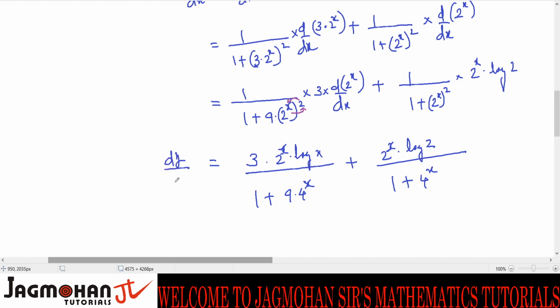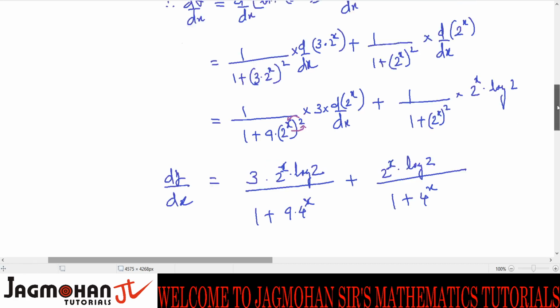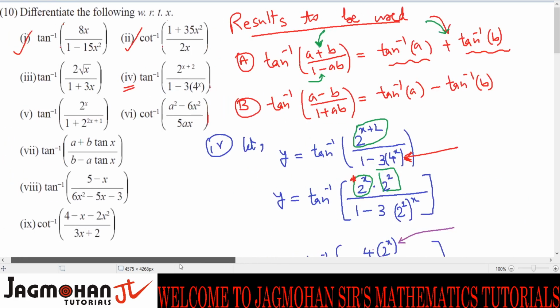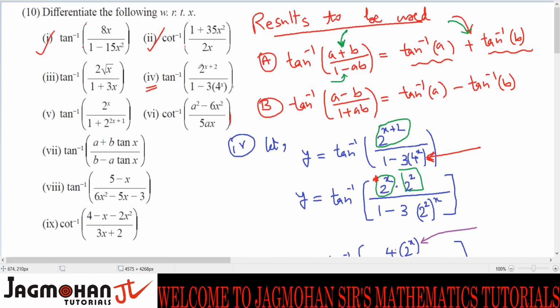So the next step, if you want, you can take this 2 raised to x into log 2 common. I made a mistake here, it is log of 2. So in the next step you can take 2 raised to x log 2 common from these two terms, and that will be your final answer. Okay, you can replay the video and learn this once again. I solved this for you. What you will do is you will solve this one on your own.